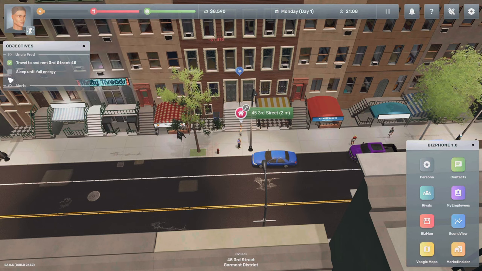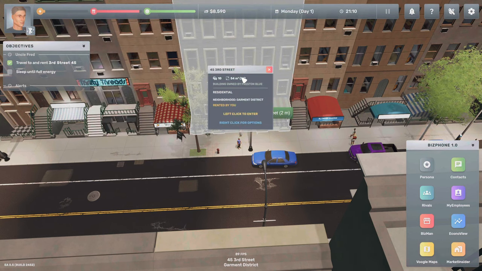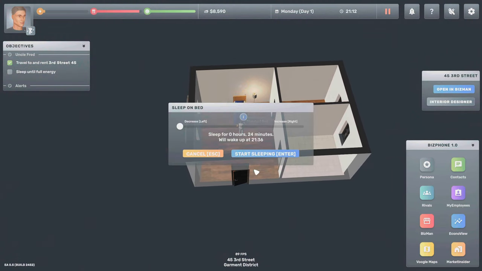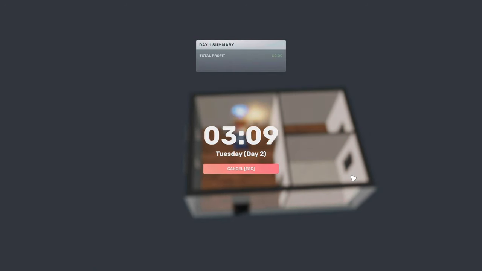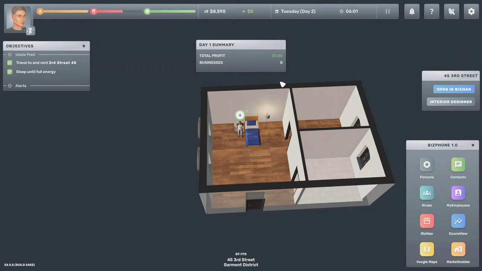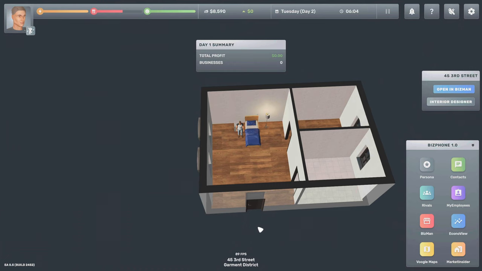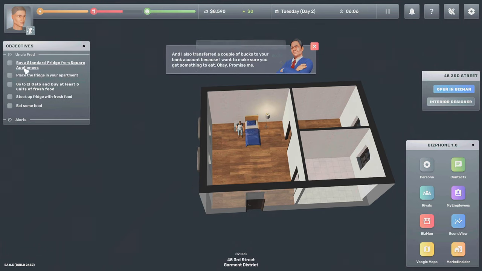and close, sleep until full energy, but, oh, we do have a bed, alright. So we will wake up in the morning at around 6, perfect, 6 a.m. Zero profit, zero businesses. Right. Full energy. Buy a standard.